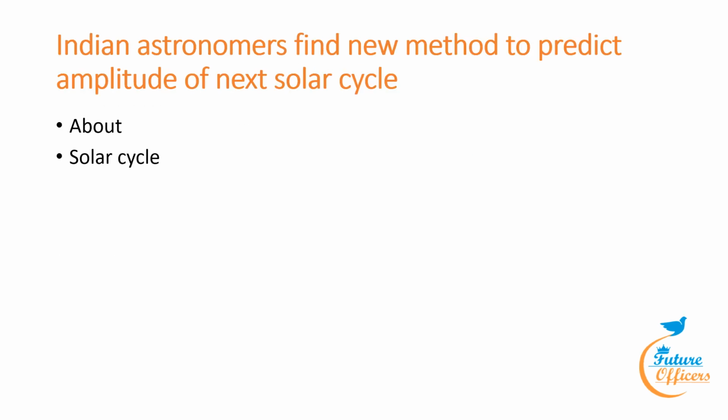So our next topic is about Indian astronomers finding a new method to predict the amplitude of the next solar cycle. So why is it in the news? Astronomers from the Indian Institute of Astrophysics have made a breakthrough in solar cycle forecasting using a new method. By analyzing 100 years of data, they discovered that the width of supergranular cells during a solar minimum is linked to sunspot numbers in the subsequent solar maximum, improving space weather predictions.